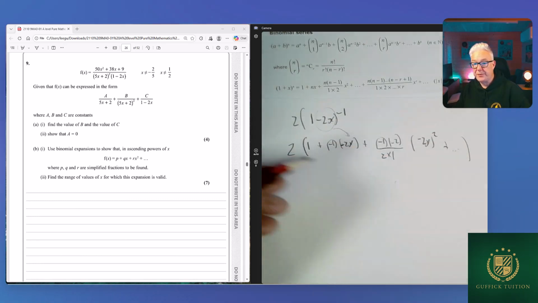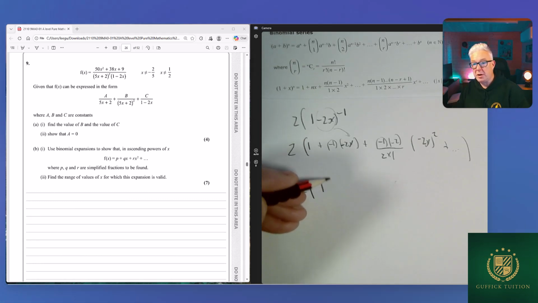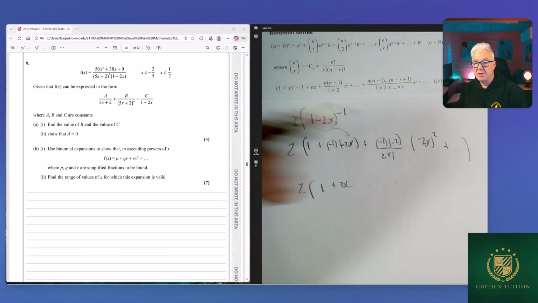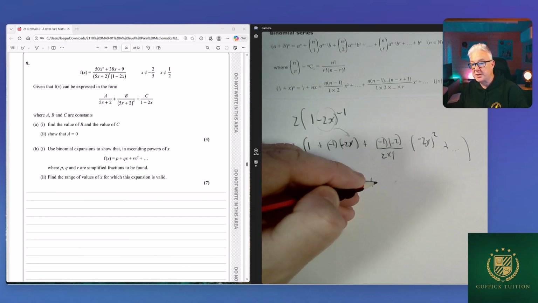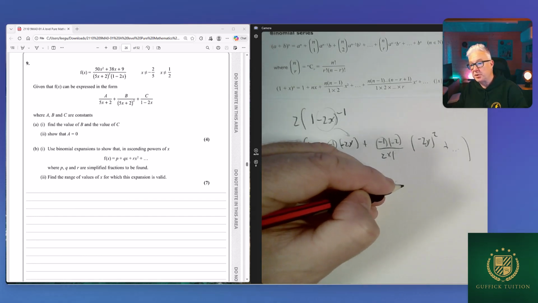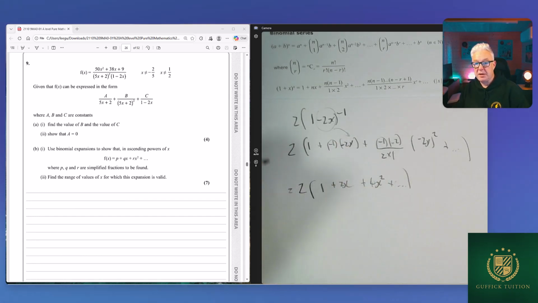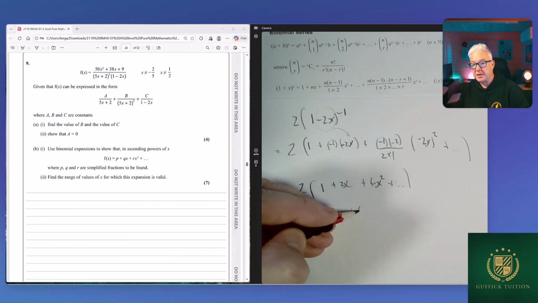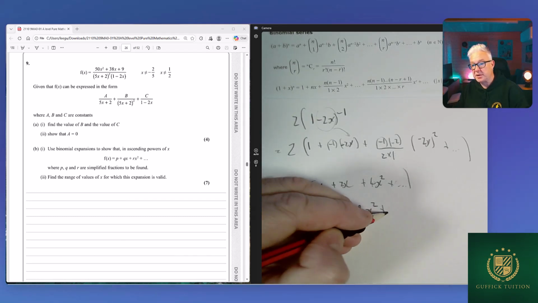Plus dot dot dot. So what's this going to go to? This is going to go to 2 times by 1. Minus times a minus makes a plus 2x. 2 over 2 is going to be 1, and it's a minus times a minus makes a plus. So it's going to be plus 4x squared plus dot dot dot. Then expand the bracket, gives us 2 plus 4x plus 8x squared plus dot dot dot.